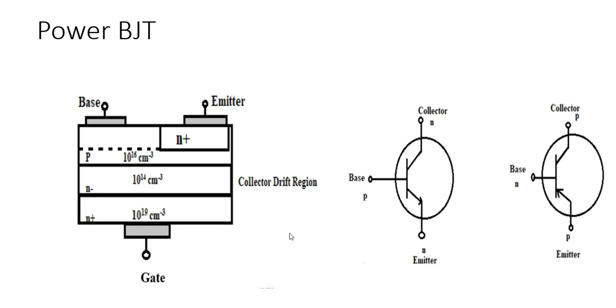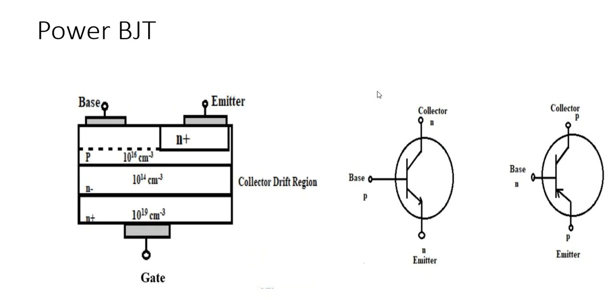In this lecture we are going to discuss power BJT. What is BJT? It is a bipolar junction transistor. The difference between power BJT and normal BJT is that a normal BJT works in a range of lesser voltages, whereas power BJT is used in industrial applications. It can be used from hundreds to thousands of volts, whereas the normal BJT is used for 5 to 40 volts.